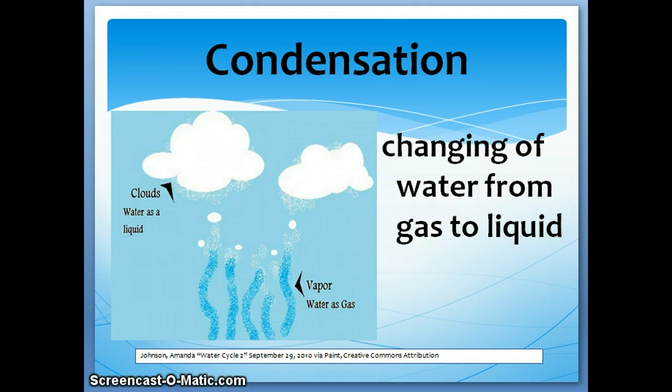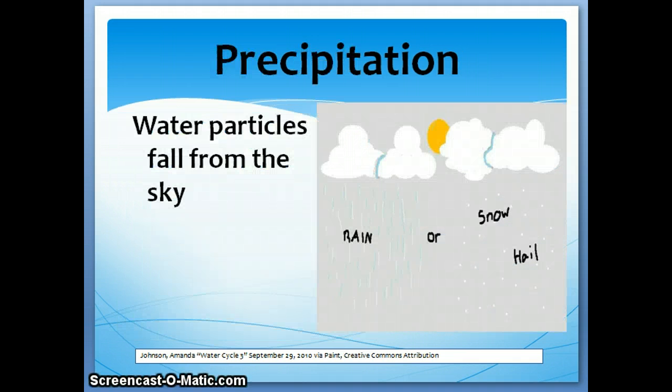We continue the cycle with precipitation. Precipitation is when water molecules fall from clouds in the sky. This happens when the atmosphere becomes saturated in water vapor, and the water condenses. The clouds become so heavy with water that the clouds expel it in the form of rain, snow, sleet, hail, or gravel. But what happens when the water hits the ground?